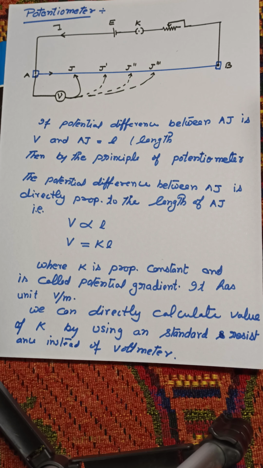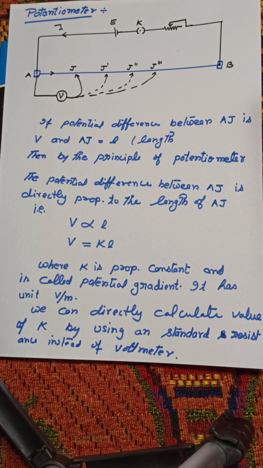Therefore, in the market we get potentiometers with AB wire of 50 centimeter, which we call half potentiometer. AB of 100 centimeter is a full wire, and then 200, 400, 800 centimeter, that is 2 wire, 4 wire, 8 wire. The larger the length of the wire, the more the sensitivity.